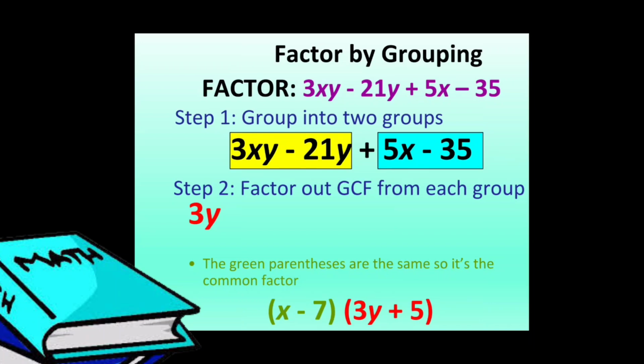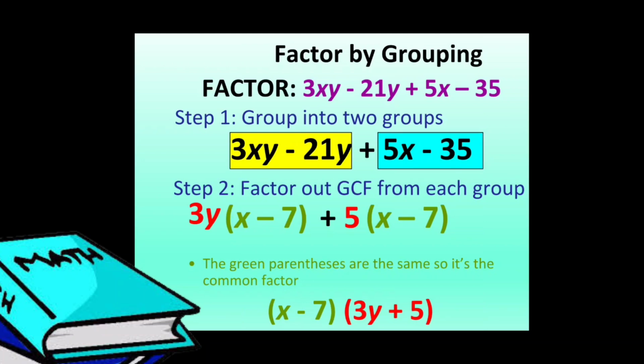So our GCF is 3y, then 3xy divided by 3y is x, and 21y divided by 3y is 7. Now let's proceed to the second group. The GCF is 5, so 5x divided by 5 is x, and negative 35 divided by 5 is negative 7.